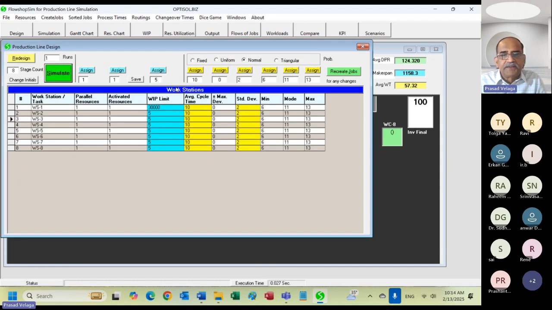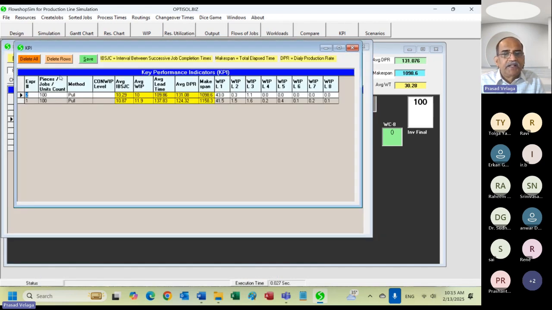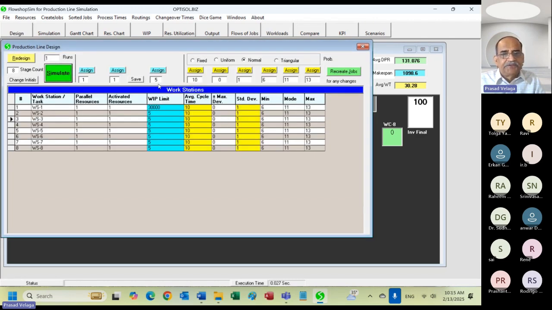And let me go and reduce it to 1. Now with the standard deviation 1, I create job information accordingly and simulate. Now what happened when I reduced the standard deviation from 2 to 1? Then production increased from 124 to 131. Right, it increased. Now let me take the other two scenarios.